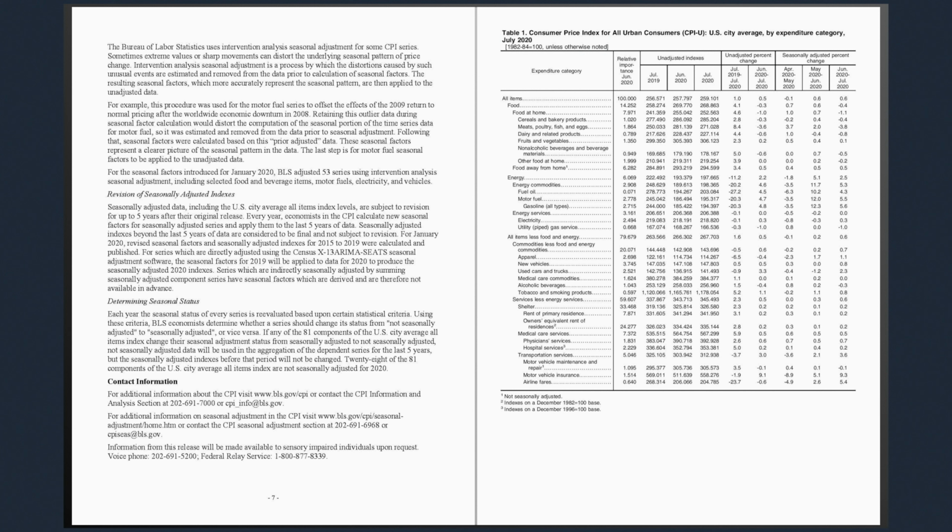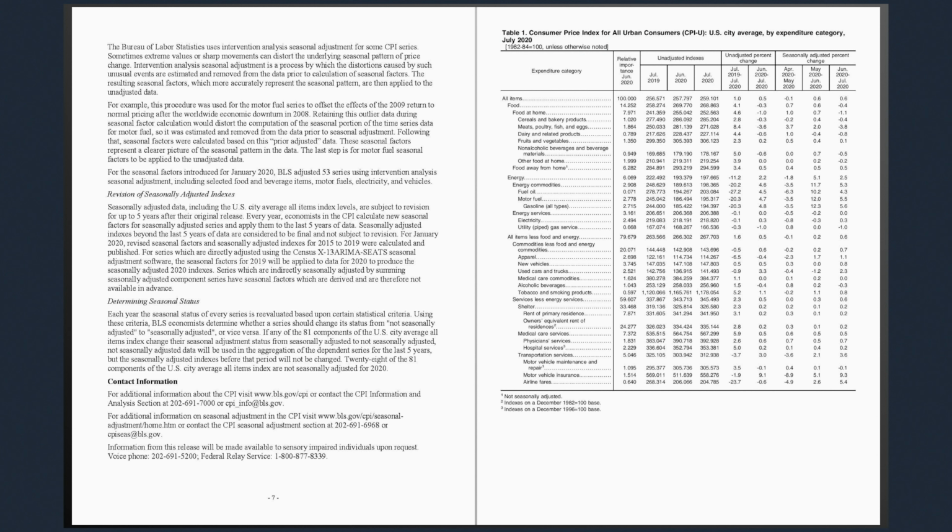Intervention analysis. The Bureau of Labor Statistics uses intervention analysis seasonal adjustment for some CPI series. Sometimes extreme values or sharp movements can distort the underlying seasonal pattern of price change. Intervention analysis seasonal adjustment is a process by which the distortions caused by such unusual events are estimated and removed from the data prior to calculation of seasonal factors. The resulting seasonal factors, which more accurately represent the seasonal pattern, are then applied to the unadjusted data.